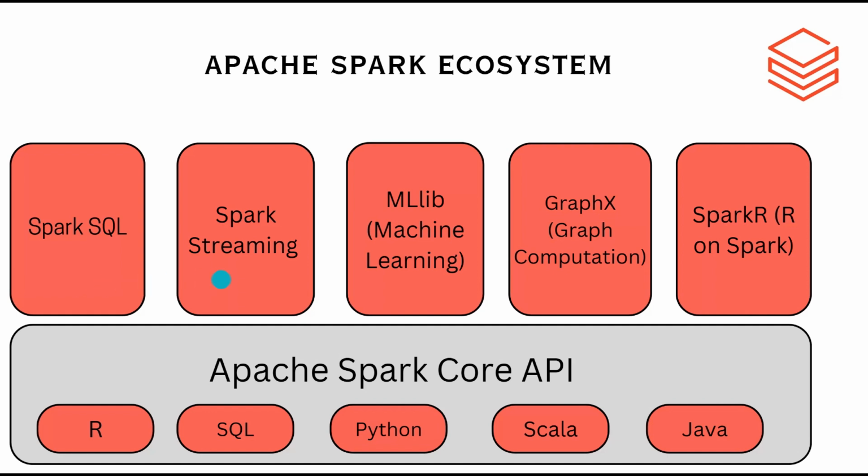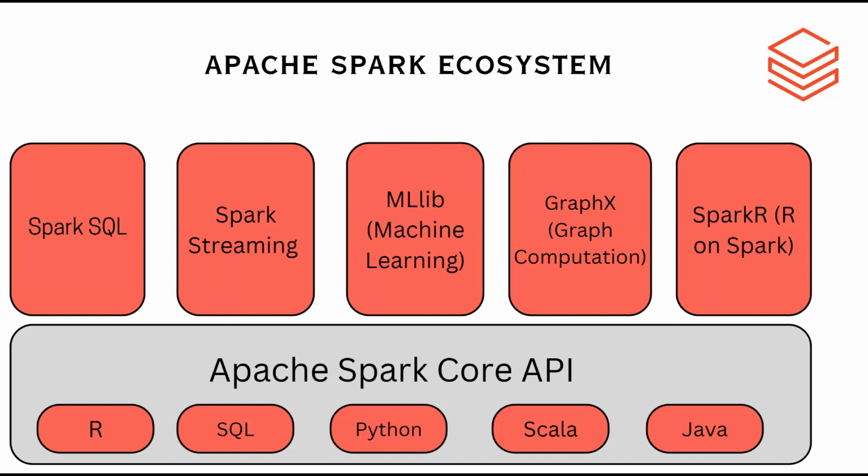The next one we can talk about is Spark Streaming. For real-time data processing, Spark Streaming is an essential component. This module enables the ingestion of real-time data from sources such as Kafka, Flume, or TCP sockets, and it processes it into micro batches.